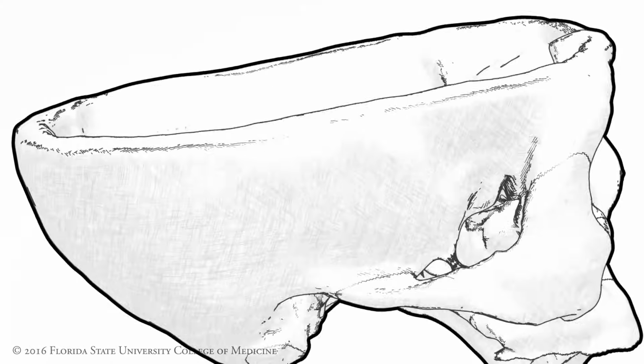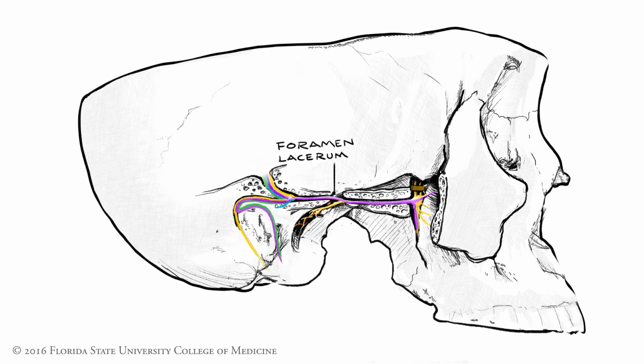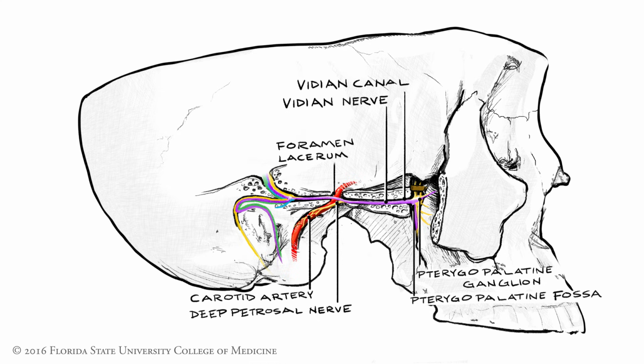The greater petrosal nerve then drops inferiorly into foramen lacerum to join with the deep petrosal nerve, which consists of postganglionic sympathetic fibers ascending on the internal carotid artery. Together, the greater and deep petrosal nerves form the Vidian nerve. The Vidian nerve then enters the Vidian canal at the base of the medial pterygoid plate and continues anteriorly until it reaches the pterygopalatine ganglion within the pterygopalatine fossa.